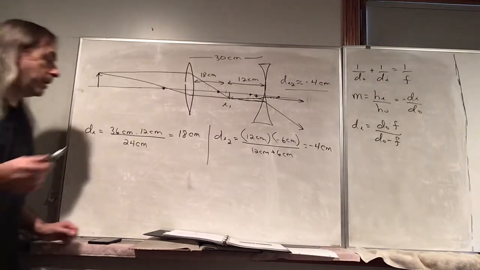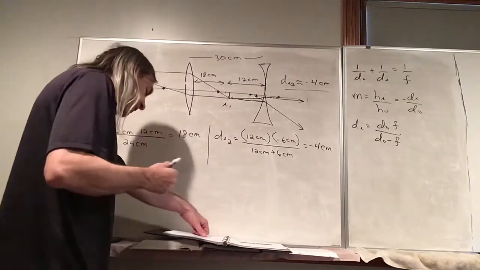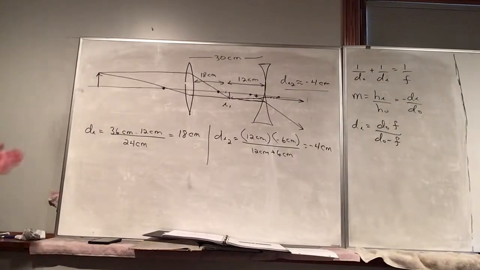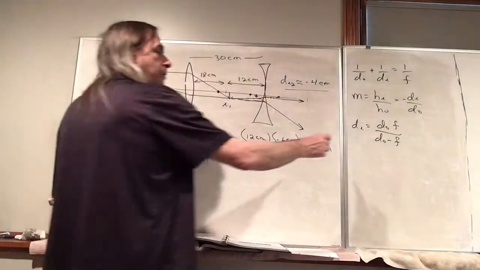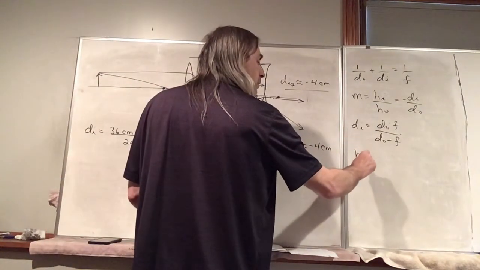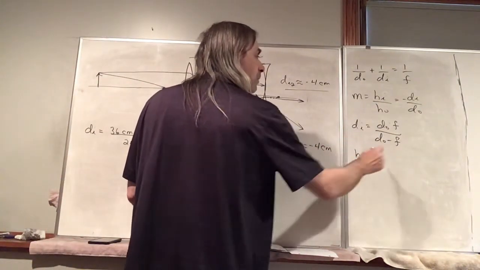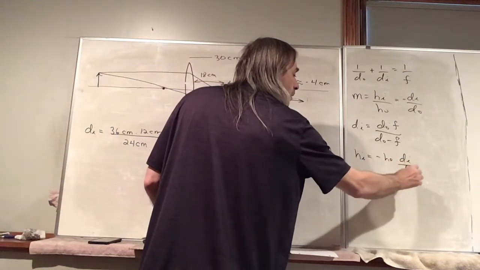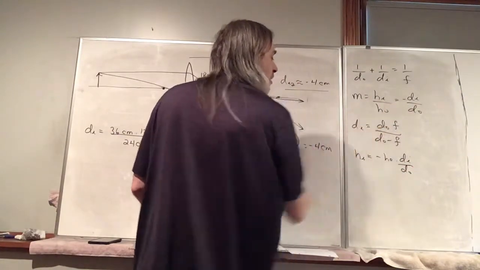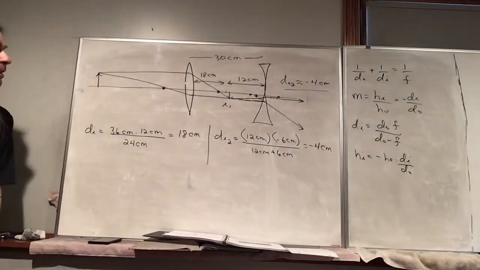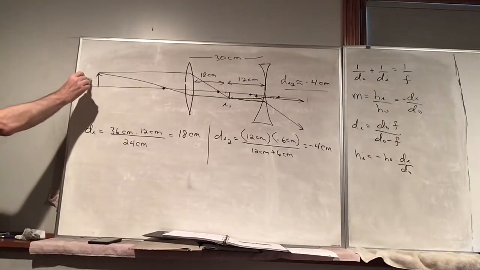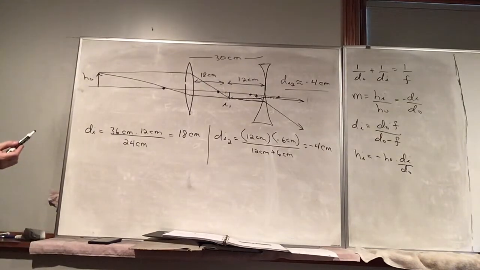Okay, now that was part A. Find the final image and find the overall magnification. So I'm going to write down another equation here. So again, let's just solve this equation for HI. So let's find, this is HO, the height of the object.